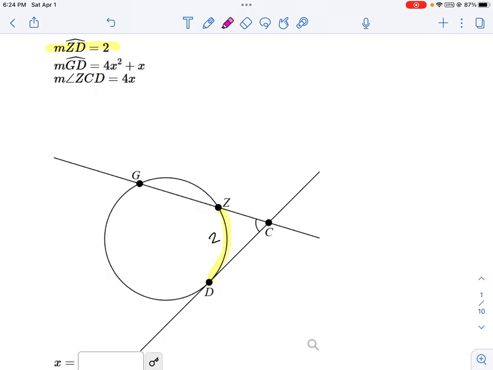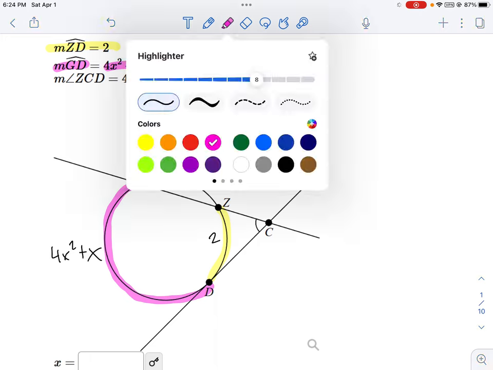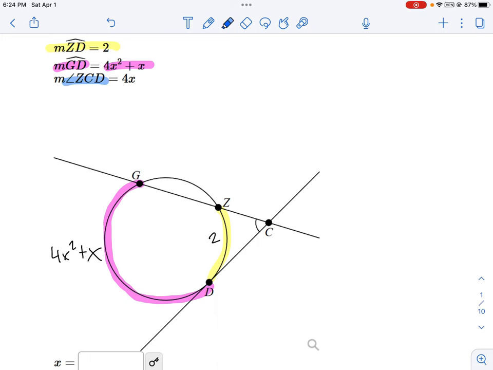Then we're also given the measurement of arc G to D, which is this major arc, the larger arc right there. And we're told that one is 4x squared plus x. And then last, most certainly not least, we're told the angle ZCD, in other words, that angle right there, is 4x. Okay, and now we're solving for x.